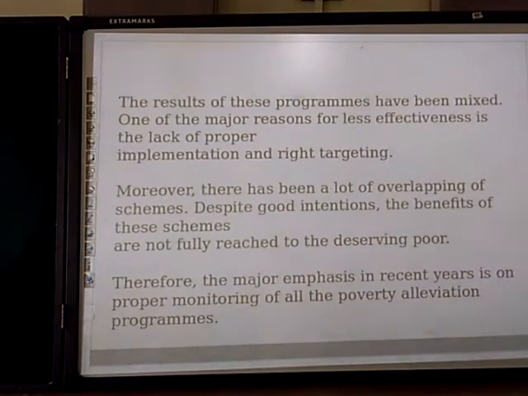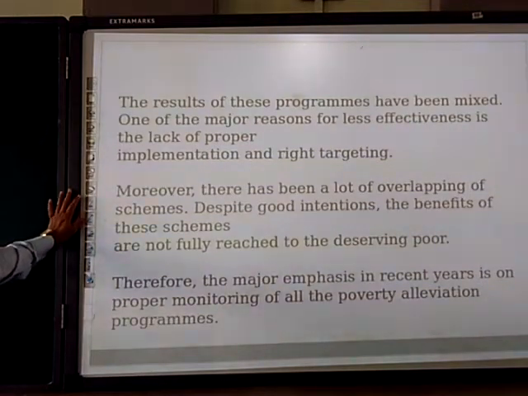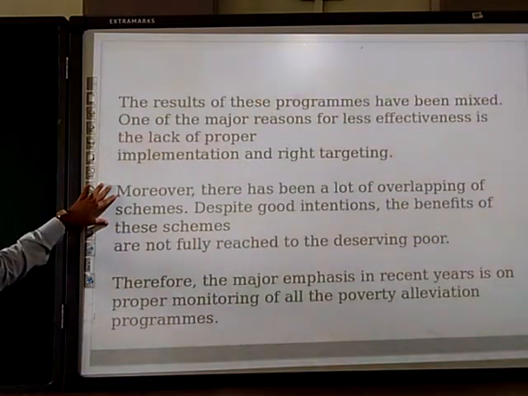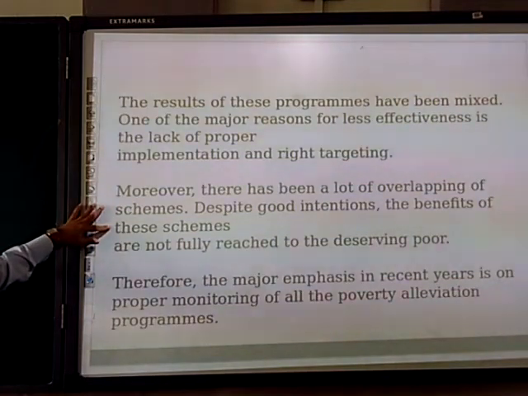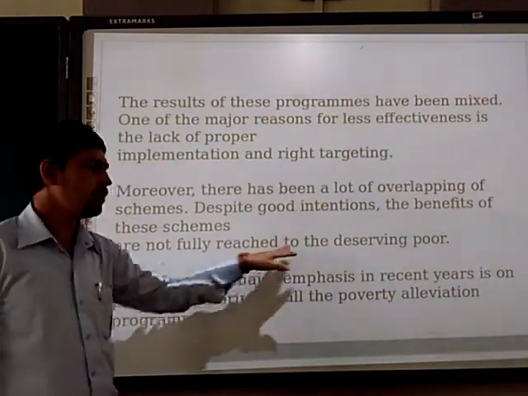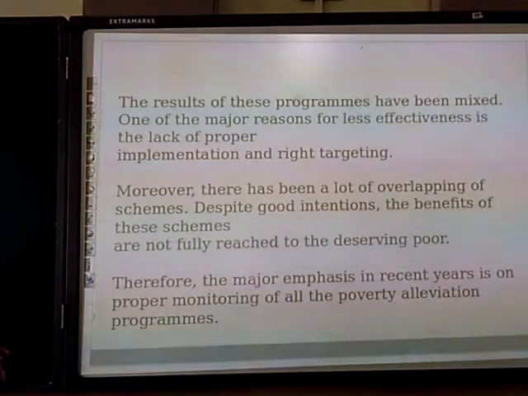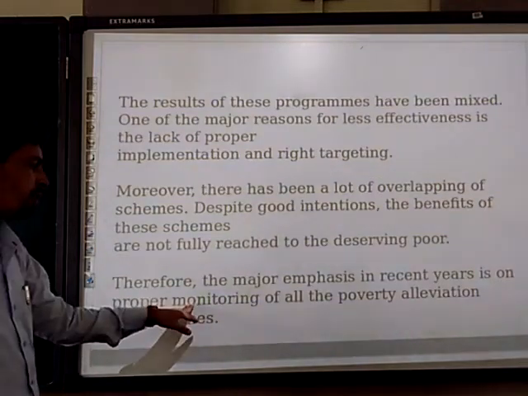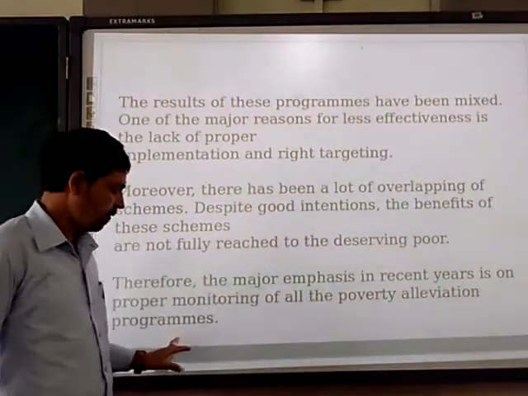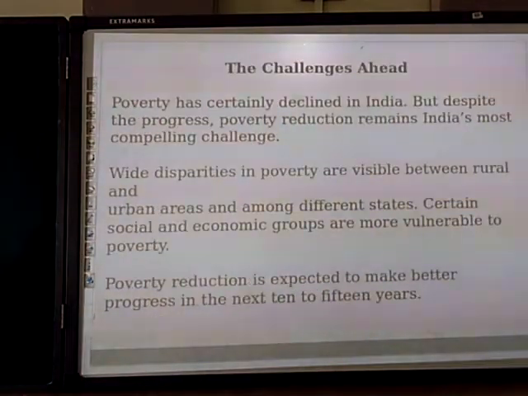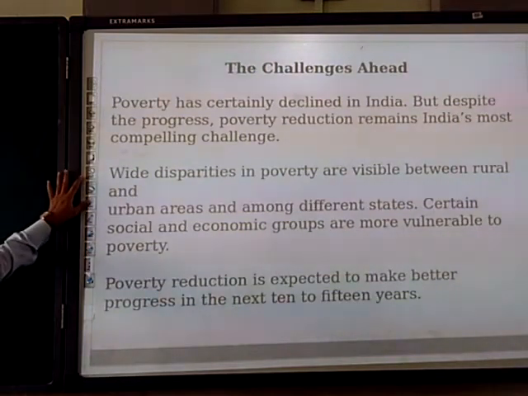The results of these programs have been mixed. One of the major reasons for the lower effectiveness is the lack of proper implementation and right targeting. Moreover, there has been a lot of overlapping of schemes, and despite good intention, the benefits of these schemes have not fully reached the deserving poor people. Therefore, the major emphasis in recent years is on the proper monitoring of all the poverty alleviation programs. This is very important. Now we are going to see the challenges ahead.